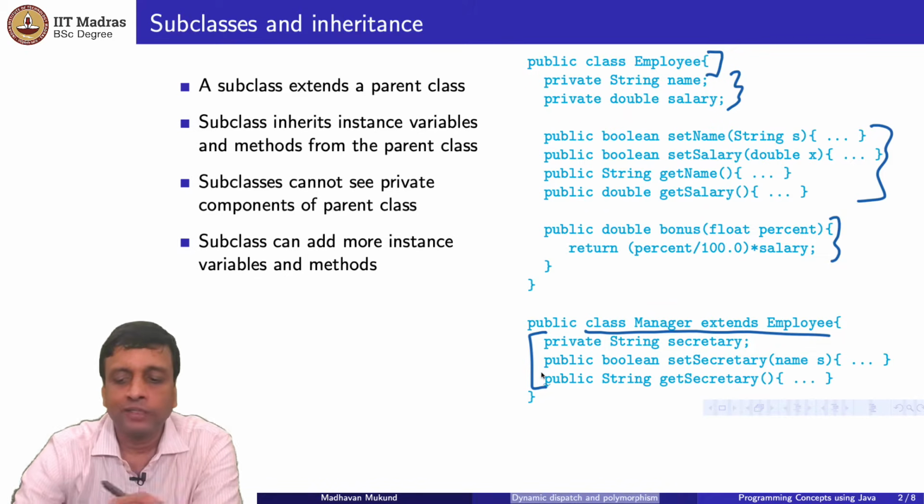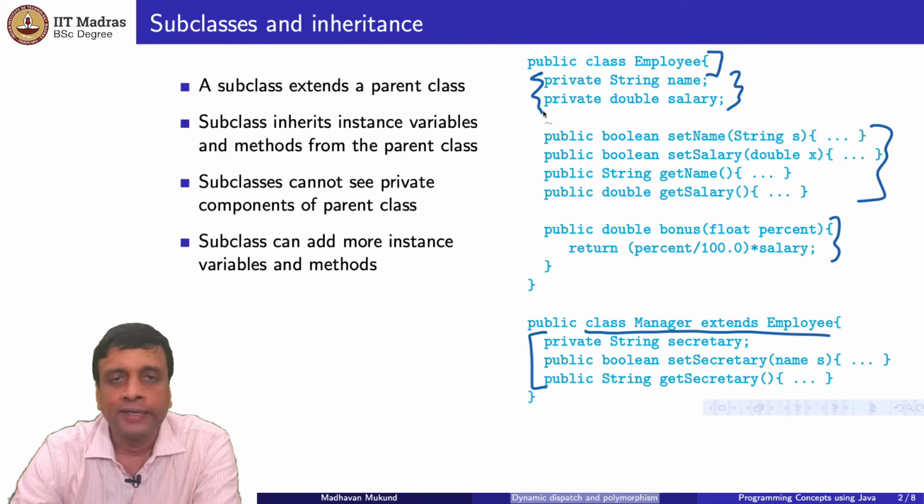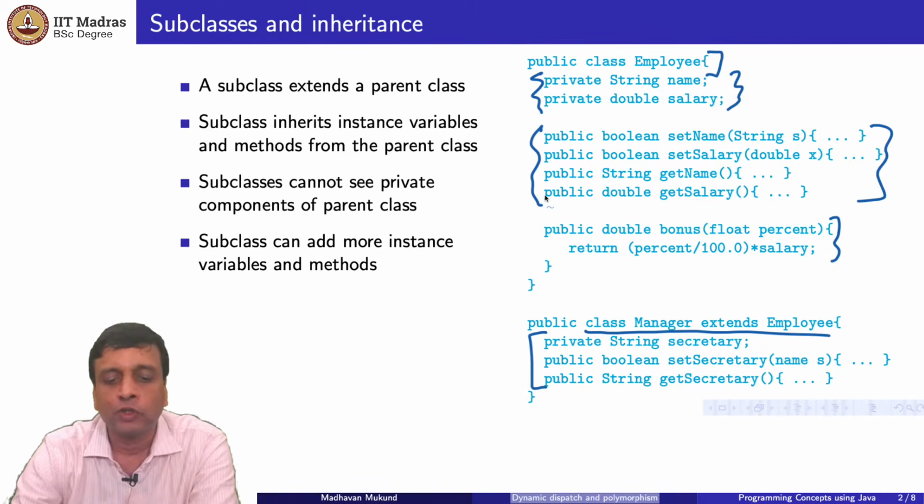The other thing we said was that these private components of the parent class are not visible to the subclass, because in general the subclass may be used or implemented by somebody different from the person who created the parent class. So the only way that the child class can get access to these is through the public methods. So you can use these methods, of course, but also at the time of constructing, you can use a super method to call the constructor of the parent class.